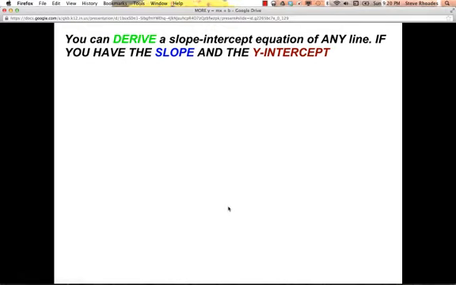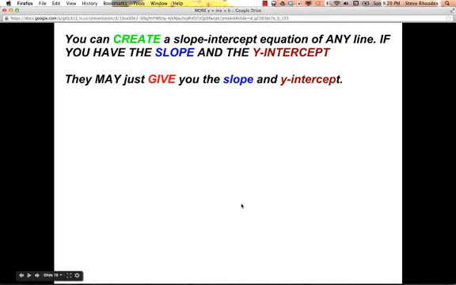One of the things that was on the test, I think, that might have confused some of you was this word derive. It says you can derive a slope-intercept equation of any line. Well, what does derive mean? Well, really, derive means that you can create a slope-intercept equation of any line. And you can do that if you have the slope of the line and if you have the y-intercept. You have to have those two things. That's why it's called the slope-intercept equation. So I want to show you some ways to do that.